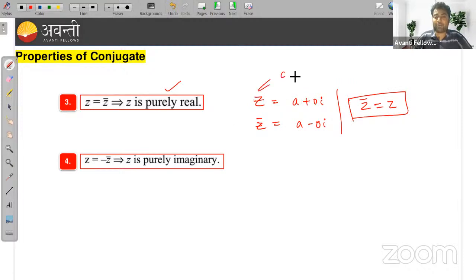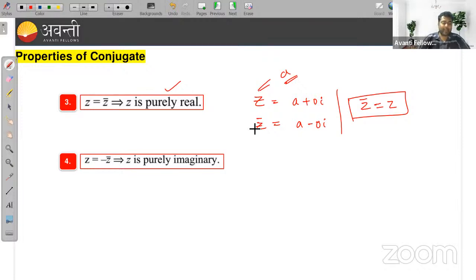So this is equal to a. Z is equal to a. We are just writing it in the form of a plus 0i, a minus 0i. Both are the same. So Z bar is equal to Z when Z is a purely real number. Yes, I hope this is clear to all of you guys.